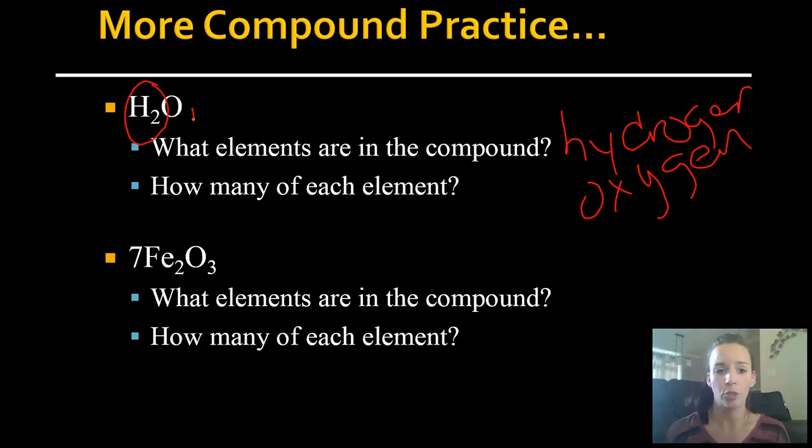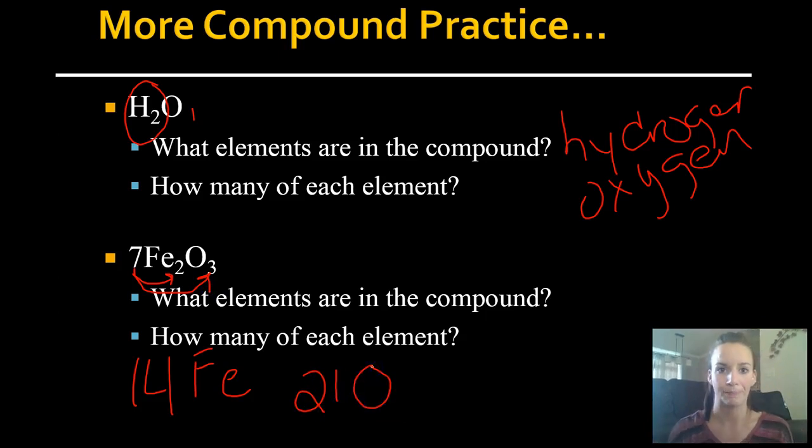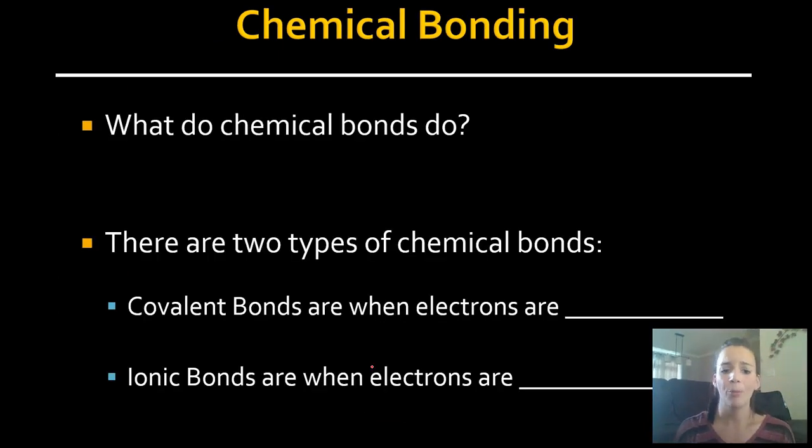Now this next one's a little bit different. Fe is iron and O is oxygen. So how many of each element? Well, this you have to multiply. So 7 times 2 is 14. So there's 14 Fe, and then 7 times 3 is 21. So there's 21 oxygen.